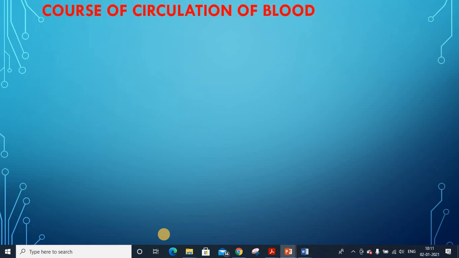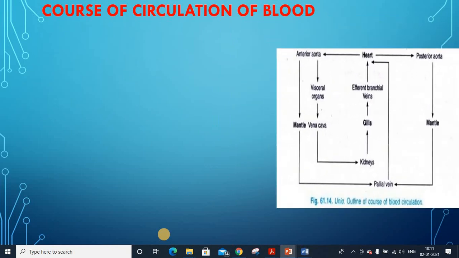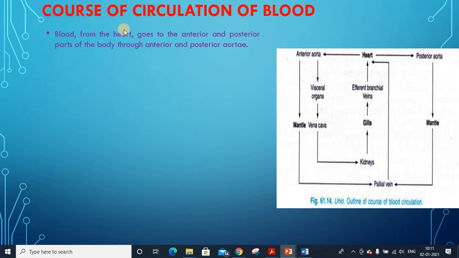Here we will discuss the course of circulation of blood in Unio. This is the flow chart showing the outline of the course of blood circulation. Blood from the heart goes to the anterior and posterior parts of the body through the anterior and posterior aorta. Here you can see this is the heart. From the anterior part arises the anterior aorta. From the posterior part arises the posterior aorta.